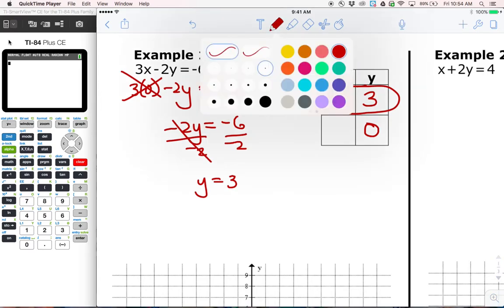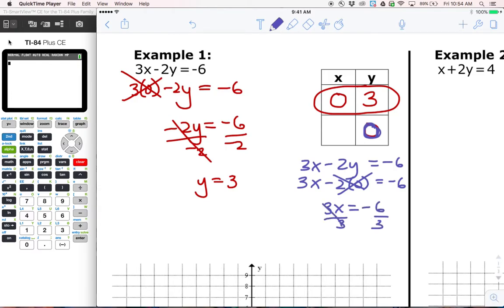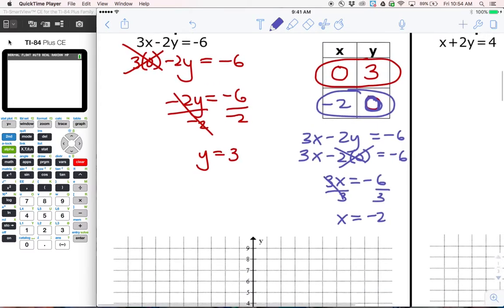Let's go ahead and take a look at the other one. Okay, this time my y is 0. So in my equation, I'm going to use 0 for my y value. So in other words, it goes away, right? So now I just have 3x equals 6, which means that x is equal to 2. These 2 points are my x and y intercepts.